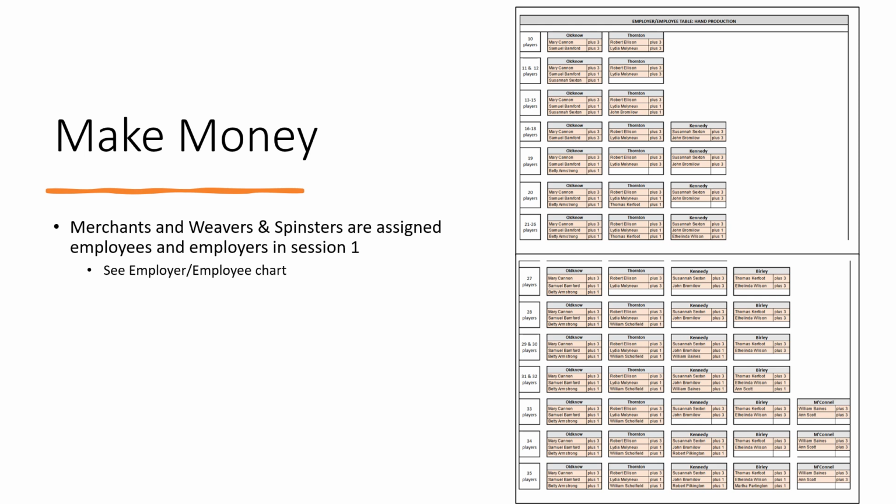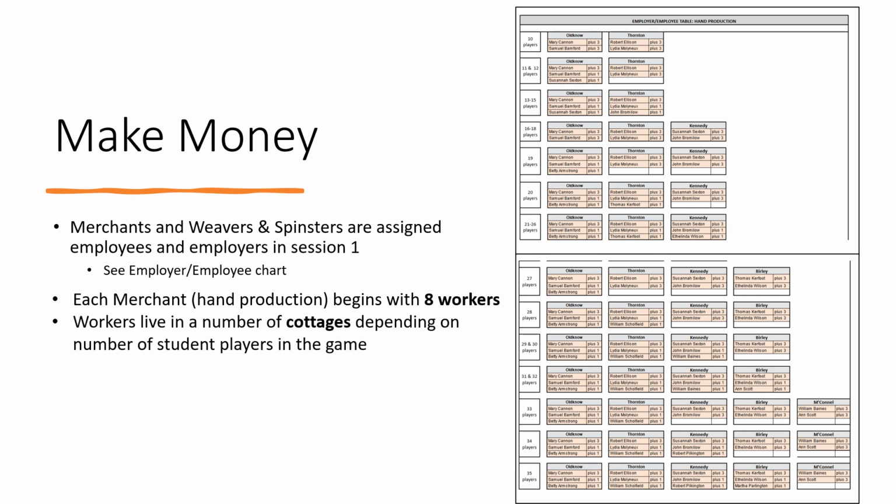The reason for this chart is that it's necessary for each merchant to have 8 workers at the beginning of the game. This is so that all players start out evenly with a similar income. And these workers are divided between weavers and spinsters. There has to be 2 of each.